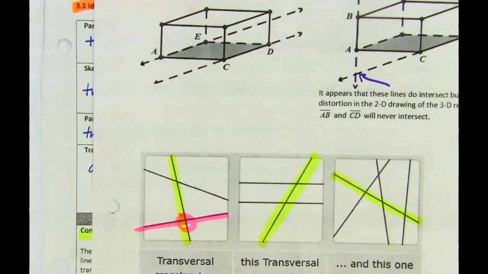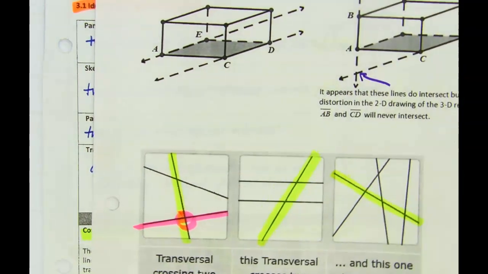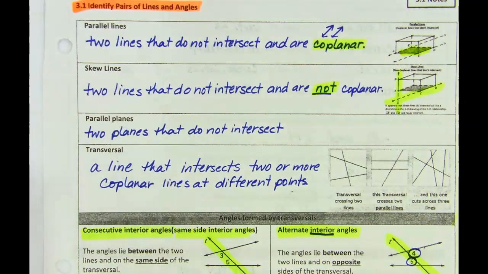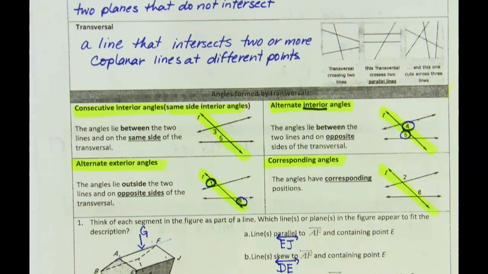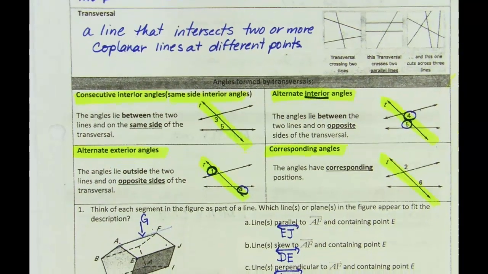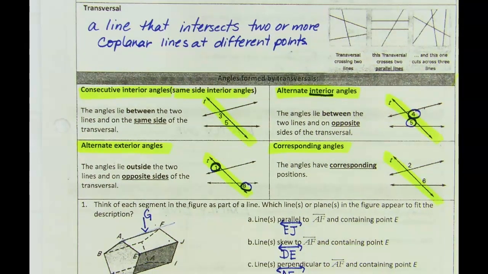Now, these are just four definitions that you have to have a good understanding of to continue the note. So we have parallel lines, skew lines, they never touch. It's all about being in the same plane or not. Parallel planes do not intersect. And a transversal, it's just a line that crosses two or more lines at different points. So that leads us to angles formed by transversals. So we have four of these.